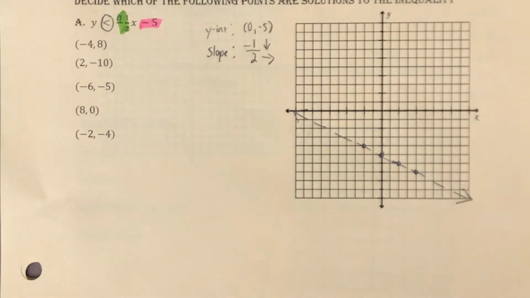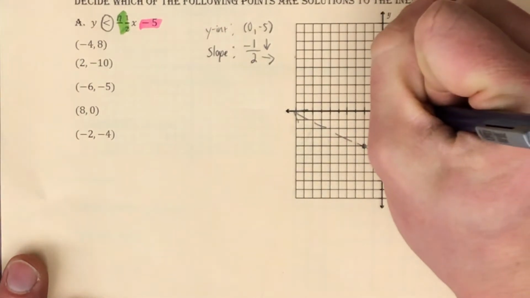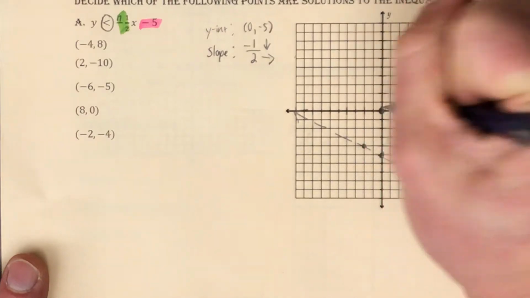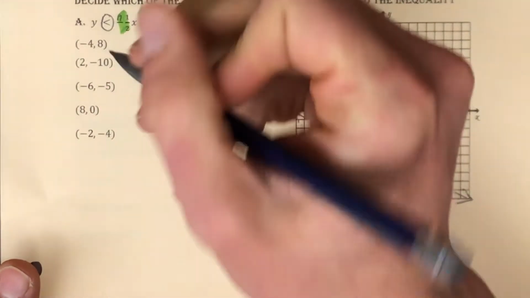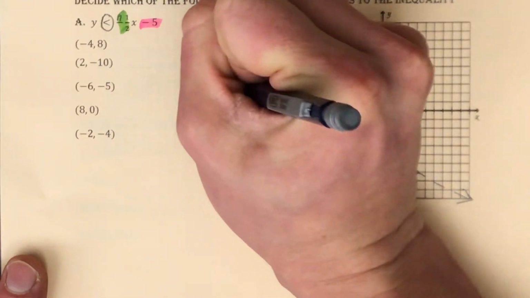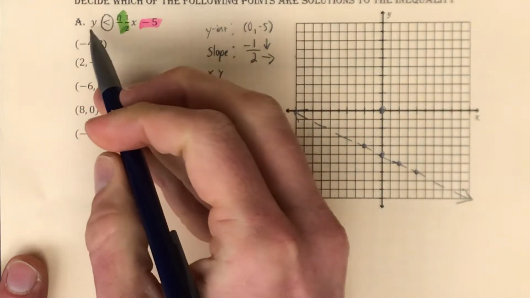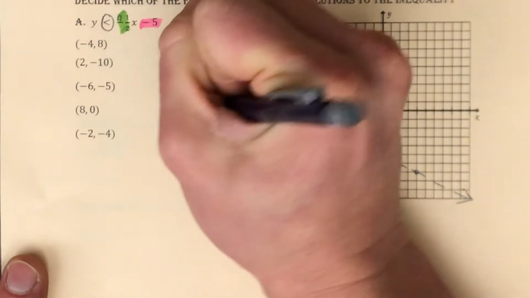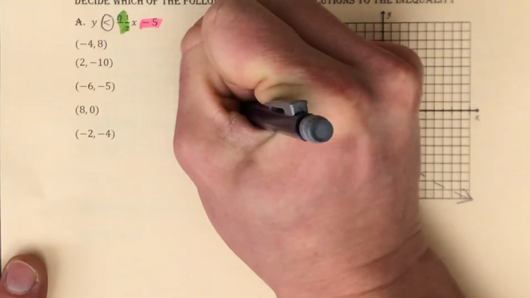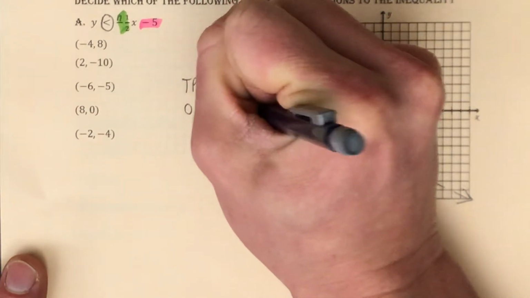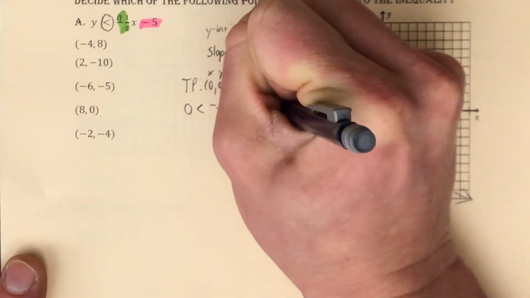Once I've got my dashed line, I need to use a test point to see which side of the line the solutions lie on, because the dashed line tells me that if the point is on the line, it is not a solution. I'm going to use a test point of 0, 0, which is the recommended test point. It falls above the line in this case. I'm going to plug in 0, 0 for the x and the y and see if it comes true. Into my original inequality, for y goes 0, which is less than negative 1/2 times, for x goes 0, and then minus 5.